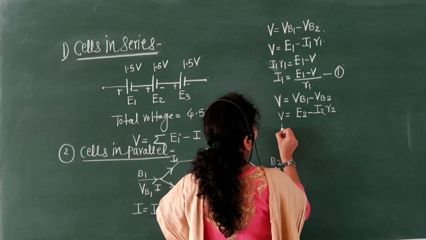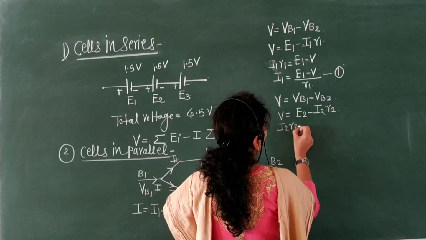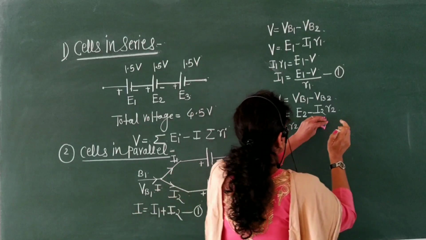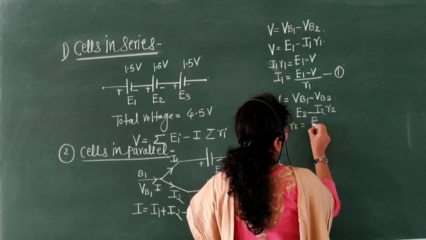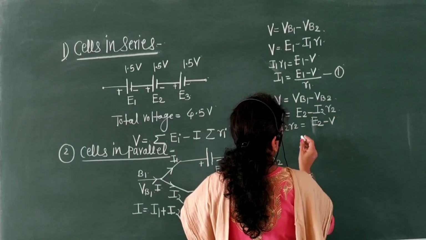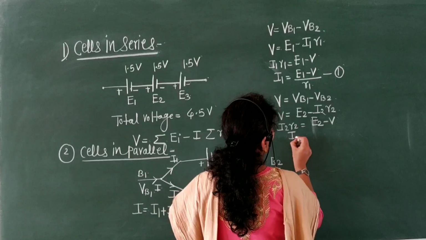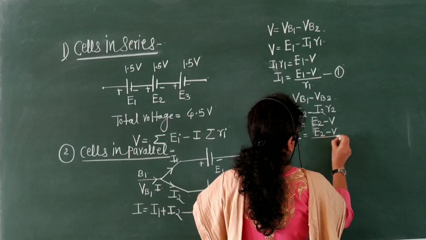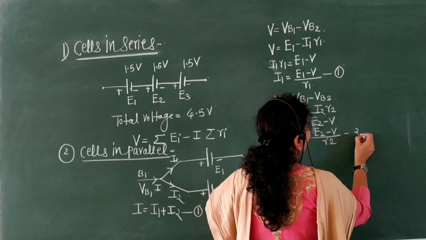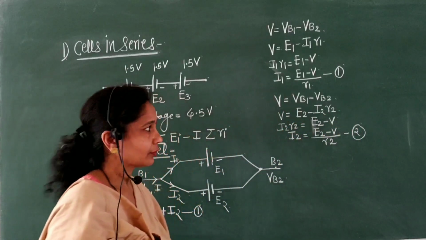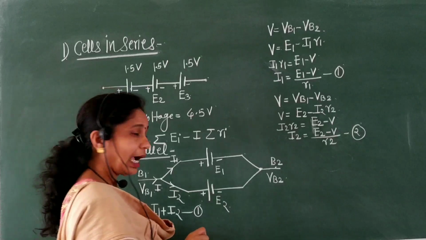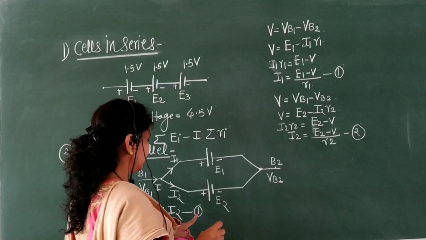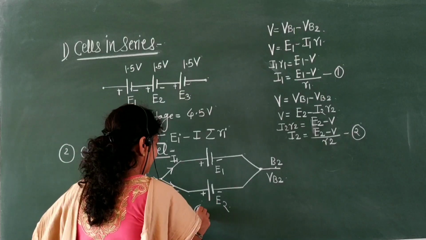Okay. Therefore, I2 R2 is equal to E2 minus V. Therefore, I2 is equal to E2 minus V upon R2, say second equation. Okay. Now, I is equal to I1 plus I2. Say this is equation number 3.